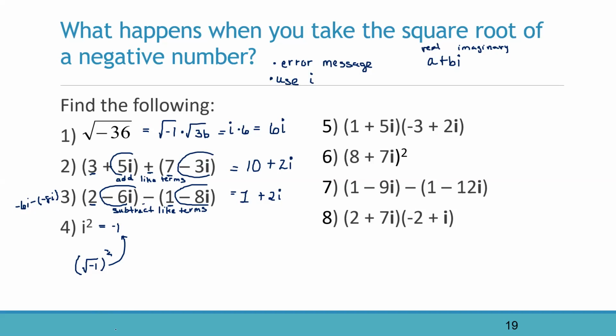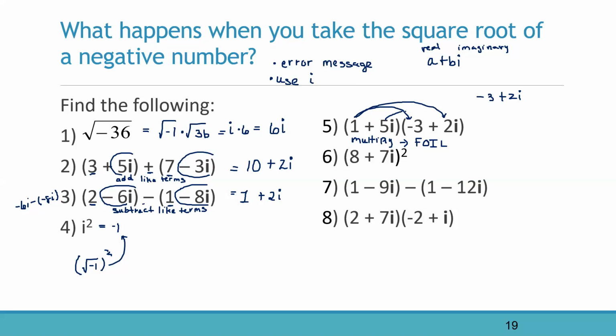All right, number 5. This one is a multiply, and so multiply is a little bit more work. And the process that we're going to use is that FOIL acronym that we had used to check factoring. So FOIL just helps us to get all the parts, so we're going to multiply the first terms together. So 1 times negative 3 is negative 3. The outer terms together, so 1 times 2i is plus 2i.